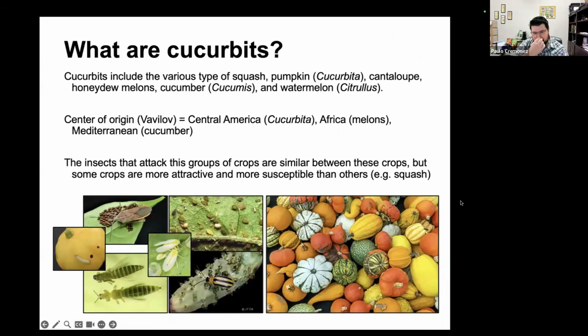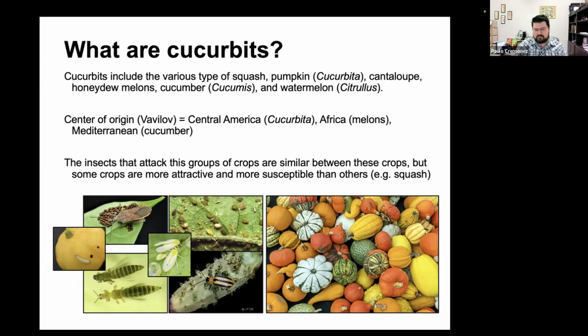Just a little bit of definition. Cucurbits include various types of squash, pumpkins, cantaloupes, a variety of melons and cucumbers. They originate from a lot of different places in the world. Pumpkins originated from Central America, lots of the melons originated from Africa, and cucumbers from the Mediterranean area. So why is that important?